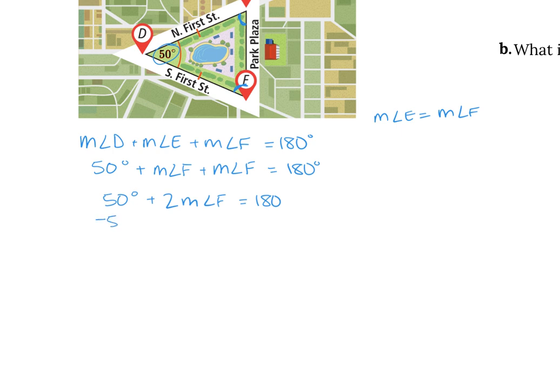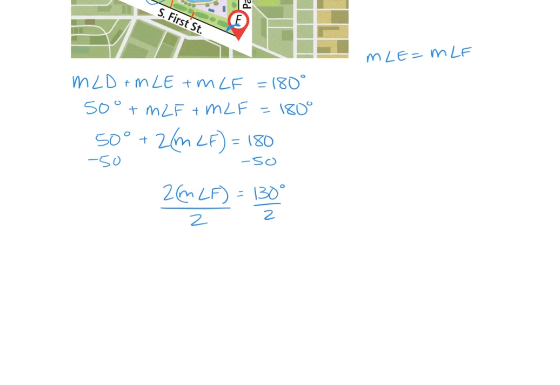Subtract my 50 over. I'm going to go ahead and put that angle inside of a parenthesis. Okay, so I know that 2 of those measure of angle F's would equal 130. So I'm going to divide that 130 by 2, which will give me the measure of angle F, which would be 65 degrees.